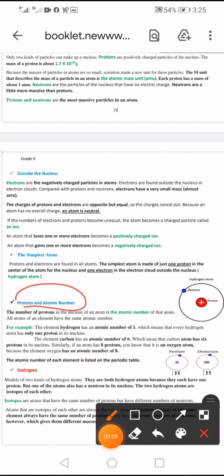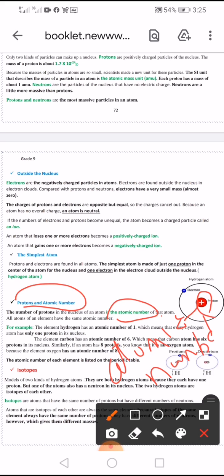Protons and atomic number. The number of protons in the nucleus of an element is the atomic number. Look, this number of protons is called the atomic number. The number of protons in the nucleus of an atom is the atomic number of that atom. All atoms of an element have the same atomic number.